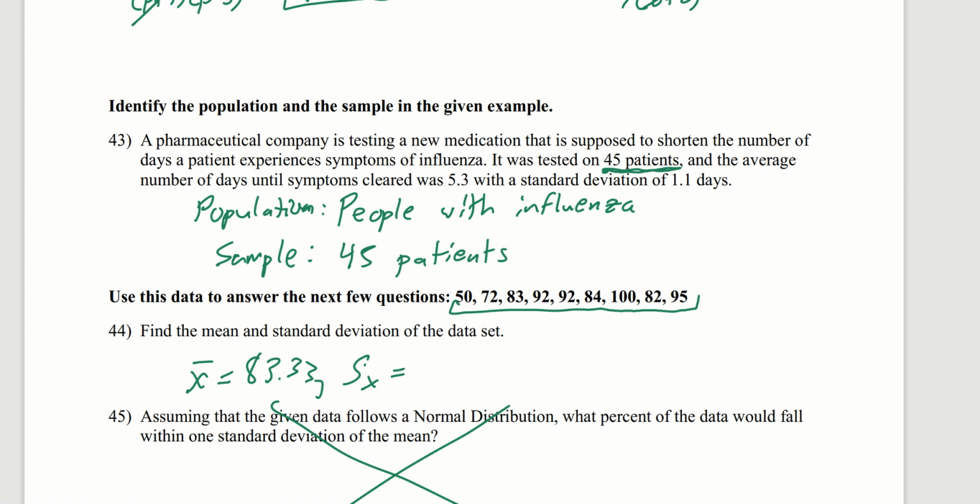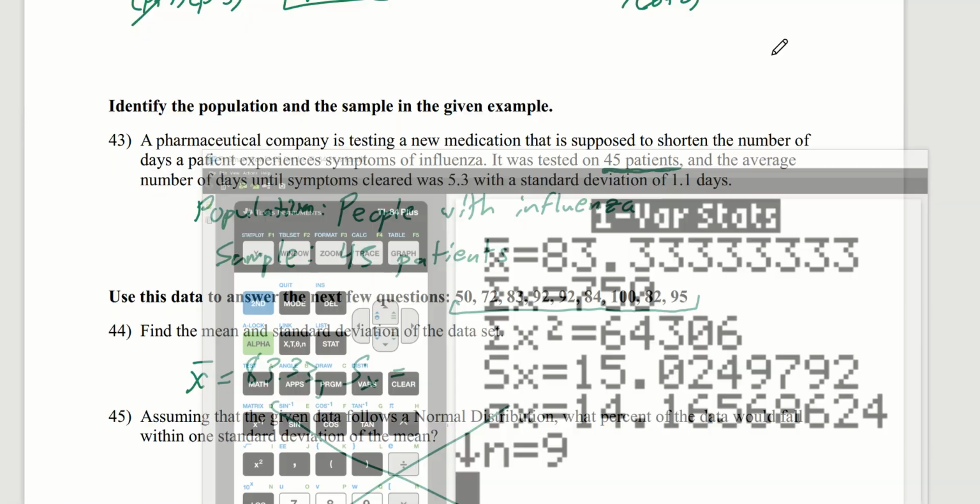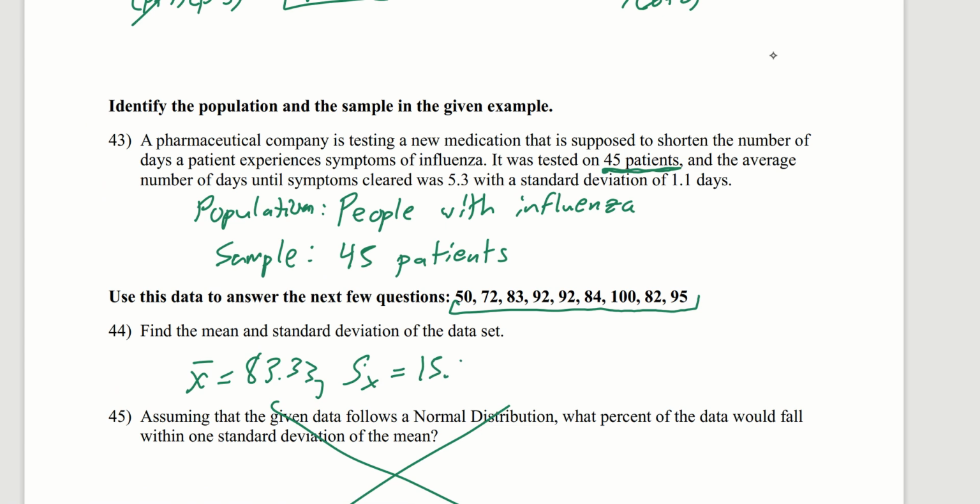Standard deviation is that number that is Sx. So that is 15.025, let's call it. Let's round that off to the third decimal place, 15.025. Okay, so if I went through any of those too quickly, feel free to ask me in class if you have any questions, but hopefully this video helped you to at least see some of these problems written out and explained.